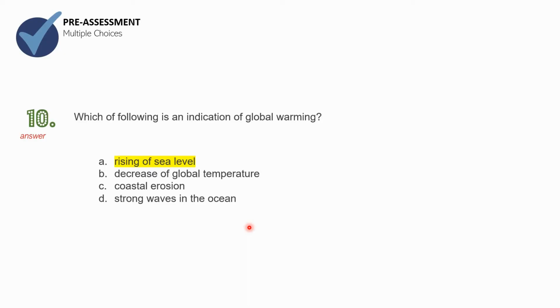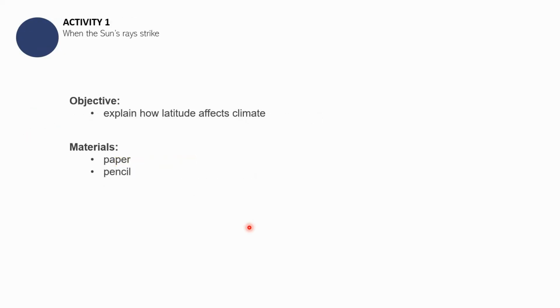Let us now proceed with the following part, which is activity number 1, when the sun's rays strike. We have the following objective. By the end of this activity, you should be able to explain how latitude affects climate. So kailangan alam mo nang i-explain by the end of this activity kung paano naapektuhan ng latitude yung climate over a place. The materials you will be needing are sheets of paper and a pencil.